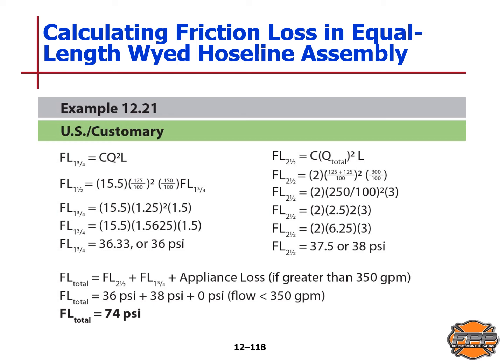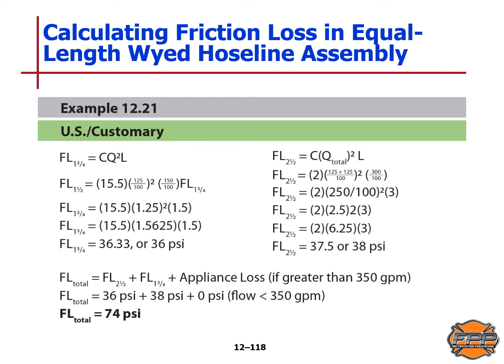Now, when you take the other line, because they're equal length wye hose line assemblies, you take friction loss at 2 1/2 equals C Q total squared L. So the formula is slightly different. You take the numbers and plug them in. Friction loss 2 1/2 equals 2, which is our coefficient, times 125 plus 125 divided by 100, those are our hose flows, squared, and 300 divided by 100, that's the hose length divided by 100.